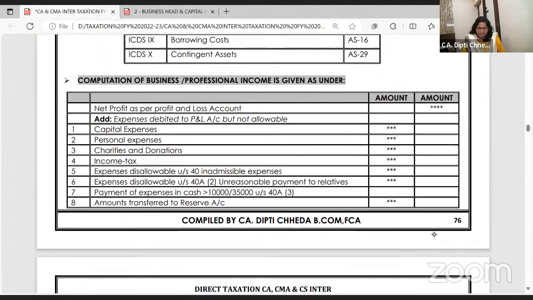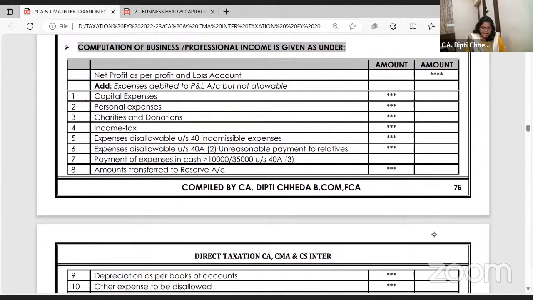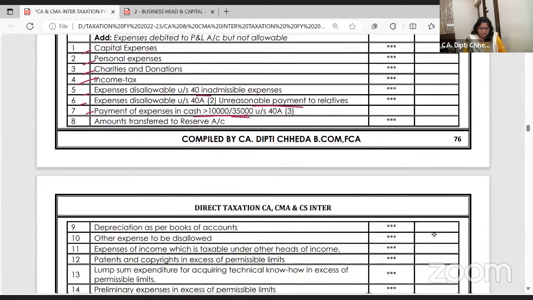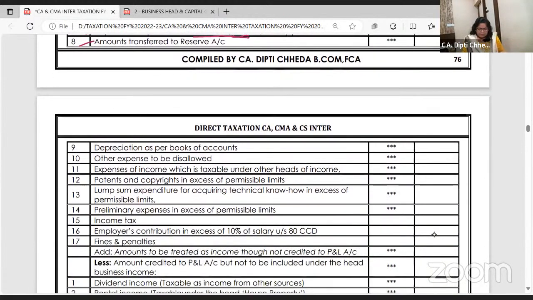See, look at this. This is the format, net profit. Add capital expense, not allowed. Personal expense. Donations are not allowed as business expense. Donations, if they are proper, they are allowed in 80G deductions. Income tax, expenses disallowed under 40A: unreasonable payment to relative, payment in cash above 10,000, and for freight and all, transporter ko above 35,000. Amount which is transferred to reserves and provisions is not an expense.